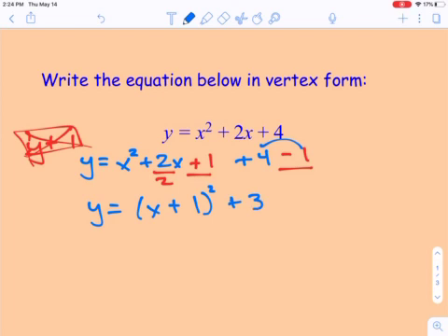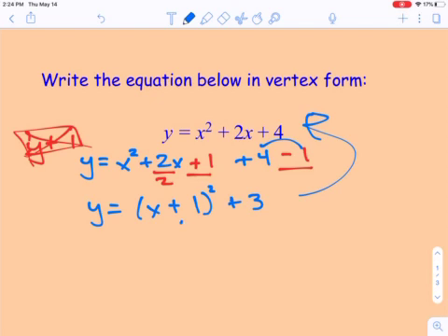If I break this out and simplify this, it's going to get me back to this anyway. And that's how you can check your work and see it. But now it's written in vertex form. It's written in that x minus h squared plus k.